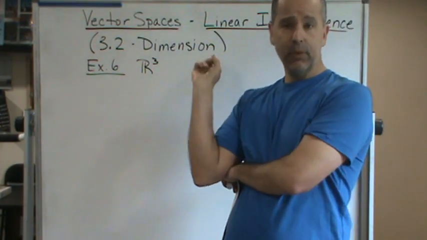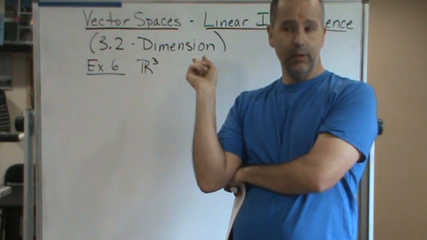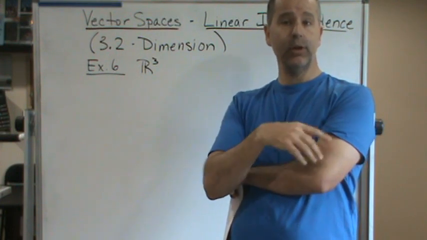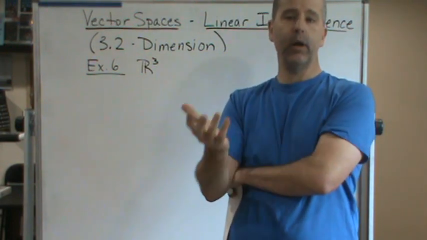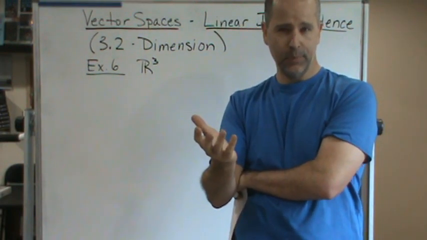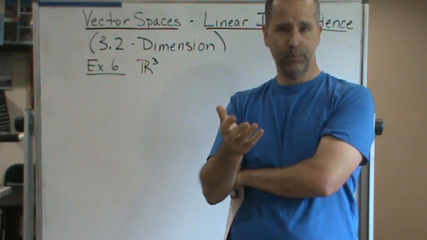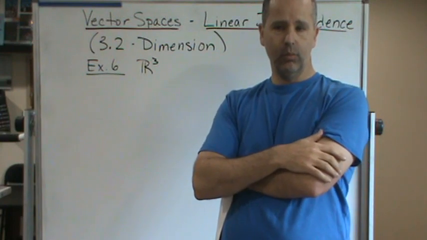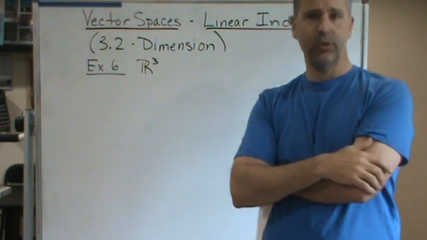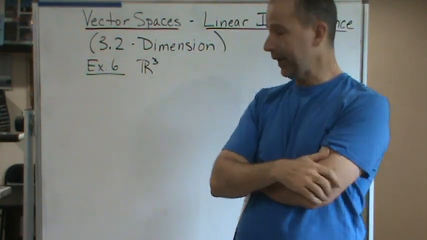Also, based on what we've already discussed, we know that we can't have some sort of in between, like a 1.5 dimensional subspace, right? We can't be in between lines and planes. There's no such thing, they're all whole numbers. That's the point I'm trying to make.